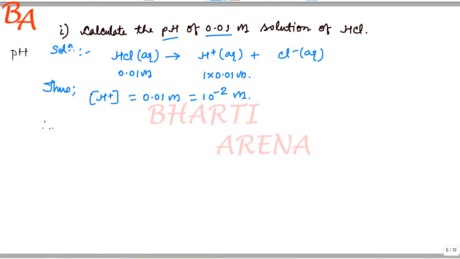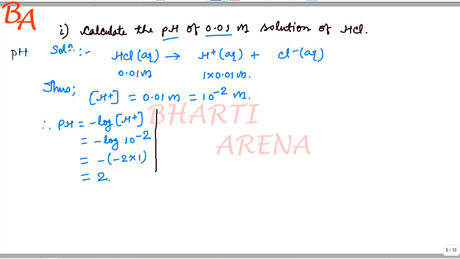Therefore, pH equals minus log concentration of hydrogen ion equals minus log 10 to the power minus 2 equals minus 2 into 1, since the value of log 10 is 1, thus pH equals 2.